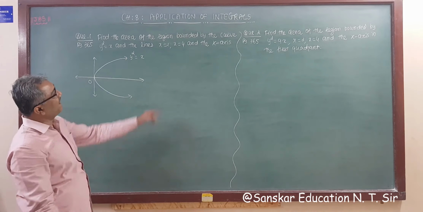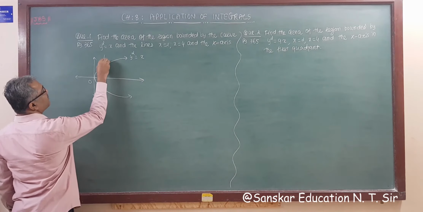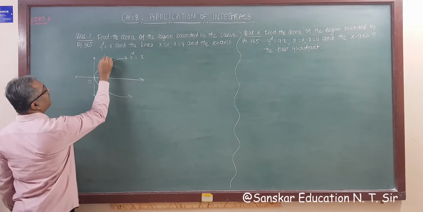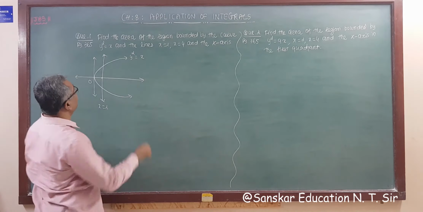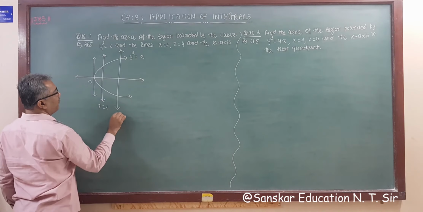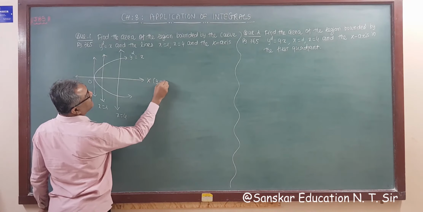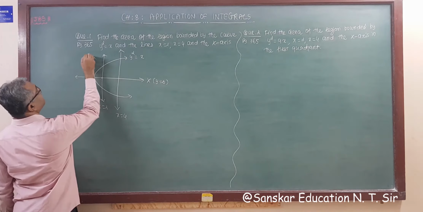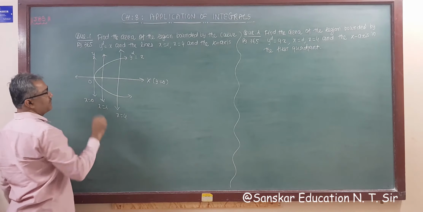Now it is given line x is equal to 1. So suppose this is the line x is equal to 1, and this is the line x is equal to 4, right? And this is the x axis, whose equation is y equal to 0, and this is the y axis. So its equation is x is equal to 0, right?